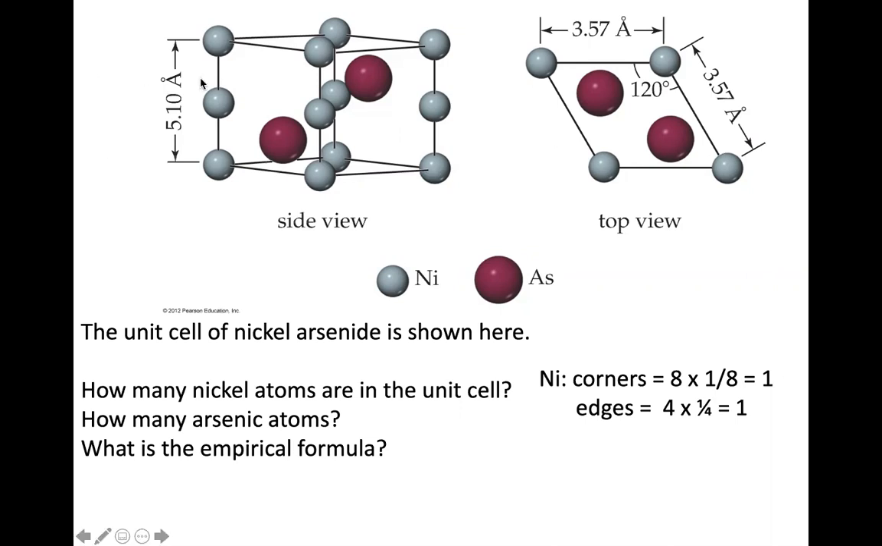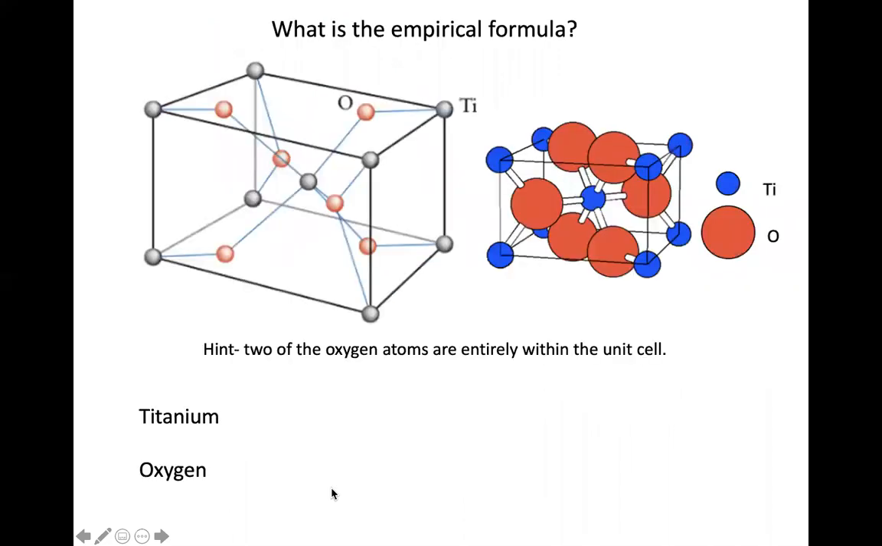In terms of the edge, 1, 2, 3, 4. Those would all have a 1/4 contribution. So I see a total number for the nickel of 2 atoms. For the arsenic, it was a total number of 2. So nickel arsenide, it turns out, has an empirical formula of 1 to 1. We're using the unit cell, adding up what's there after accounting for the fractional contributions, and using that to get the empirical formula. Let's practice one more, okay?